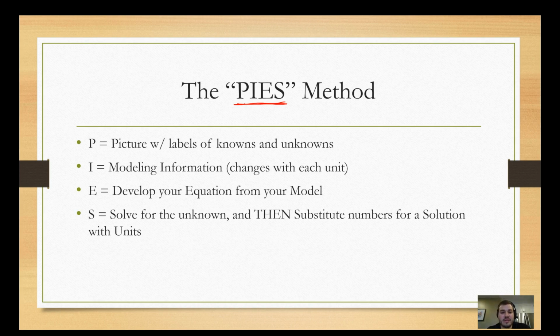But for those who have not, it means that you start by drawing a picture with labels of knowns and unknowns. You always should do this. This is how you think through a problem. You then model the information for the I step, and that will change with each unit. Each topic in physics has a different modeling method. From your model, you develop your equation. You solve for the unknown without numbers, and then you substitute numbers for a solution with units. Please trust me on the importance of solving without numbers first.